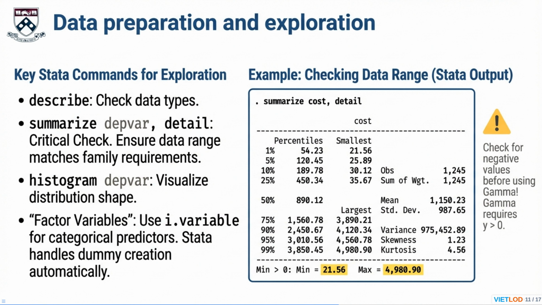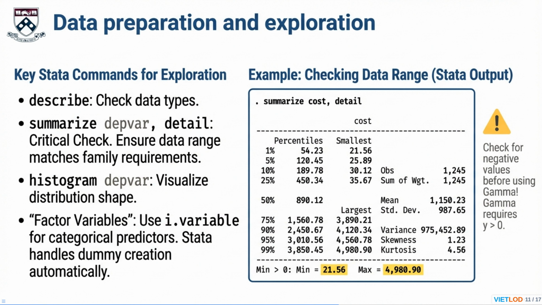Before implementing any generalized linear model, thorough data exploration is absolutely essential. We start with the describe command to quickly check variable types. The summarize command with the detail option is a critical step, as it provides crucial statistics like percentiles, minimums, and maximums. This allows us to verify that our data range is compatible with the requirements of our chosen GLM family. For instance, a gamma model requires strictly positive values, as highlighted by the warning on the right.